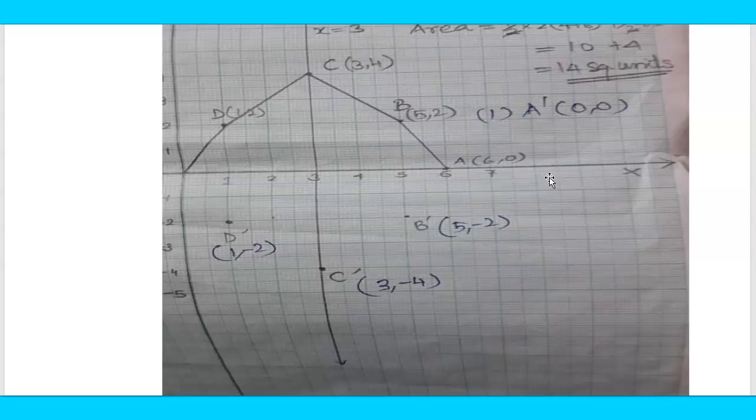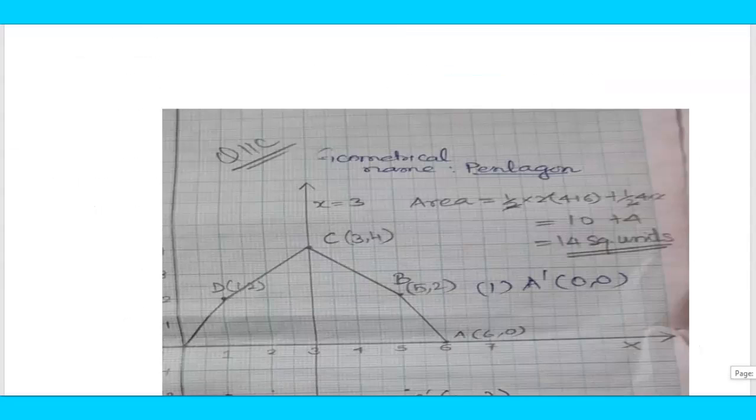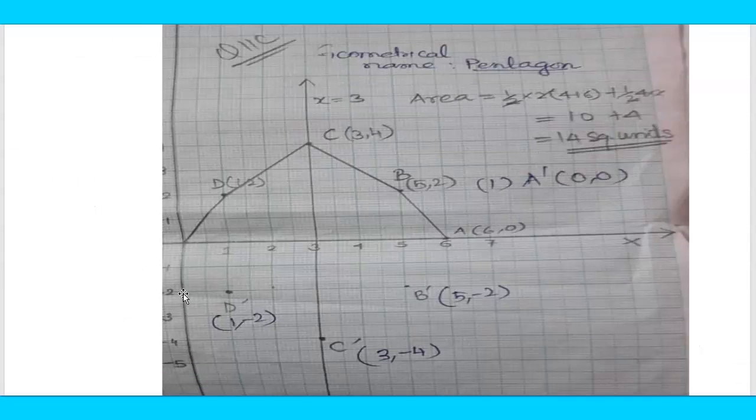Then this question says you have to reflect these points in the line y is equal to 0. Y equals 0 means the x-axis. Many students have reflected using the y-axis, so it is incorrect. You have to reflect using the x-axis. So these are the points. The geometrical name of the figure is pentagon. And the area of this will be 14 square units, or 14 square centimeters if you write that, which is also correct.